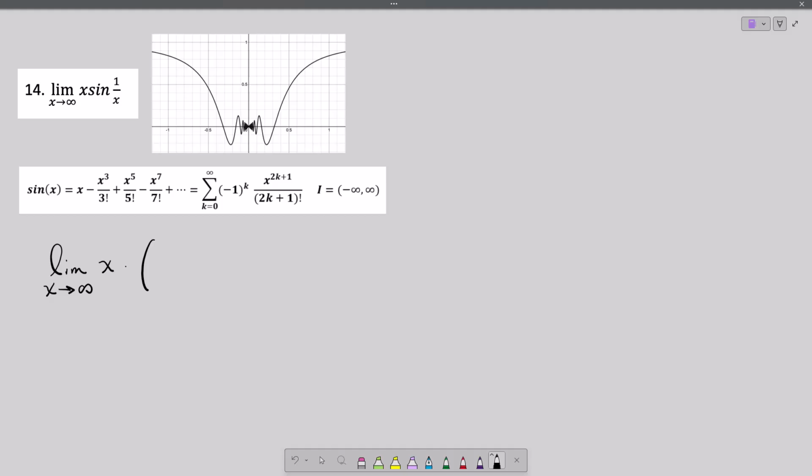So in this particular example, we have sine of 1 over x. We have to do a little substitution. So we just have to turn all of these x's into 1 over x. So this is going to be 1 over 3 factorial times x cubed. This is going to be 1 over 5 factorial times x to the 5th. And maybe we'll go one more term. This will be 1 over 7 factorial times x to the 7th plus etc. So we have that.